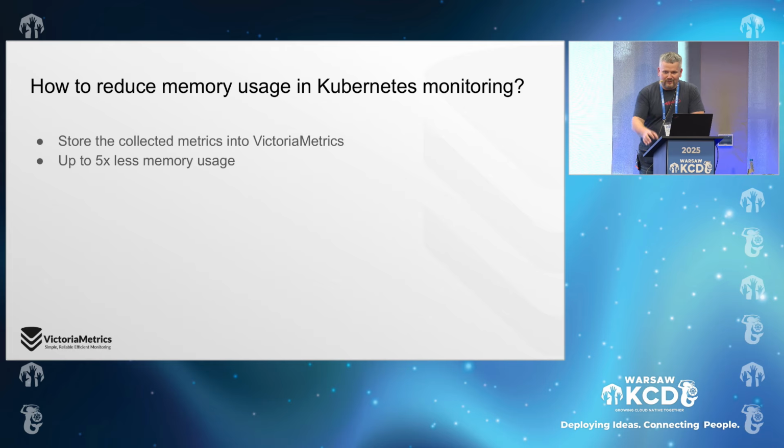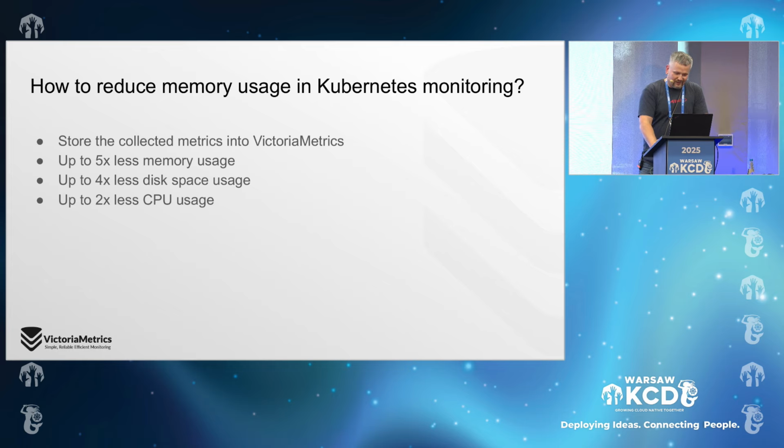And also VictoriaMetrics is more resource efficient compared to Prometheus. It uses up to 5 times less memory for the same amounts of collected metrics. It uses up to 4 times less disk space for the same metrics, and up to 2 times less CPU. And also VictoriaMetrics is much faster during restarts, when you update some configuration or upgrade the version of VictoriaMetrics or your application of Prometheus.